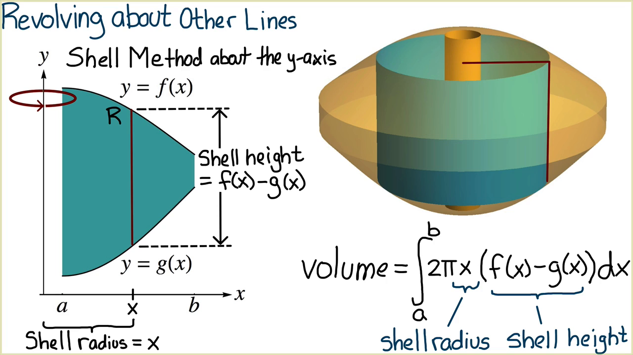But keep in mind, if we revolve a region R about another vertical line besides the y-axis, the shell radius and the shell height formulas may need to be revised. Therefore, we will need to modify the formula if we revolve R about another vertical line.